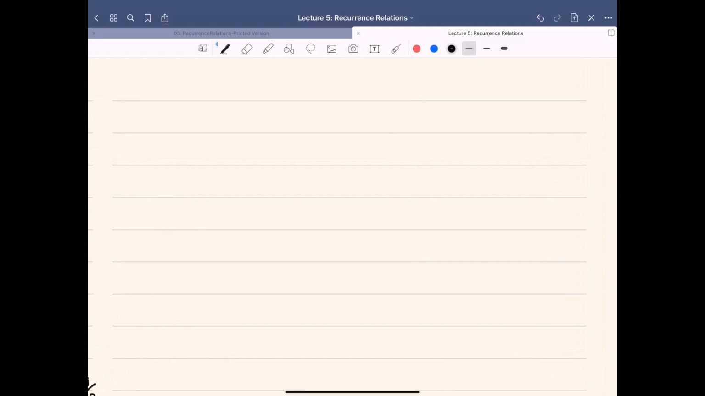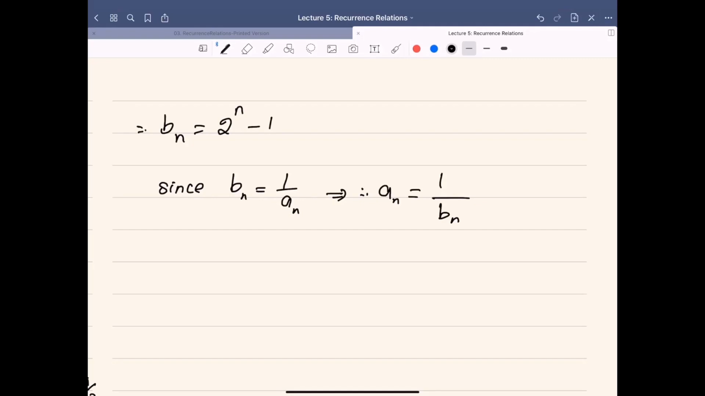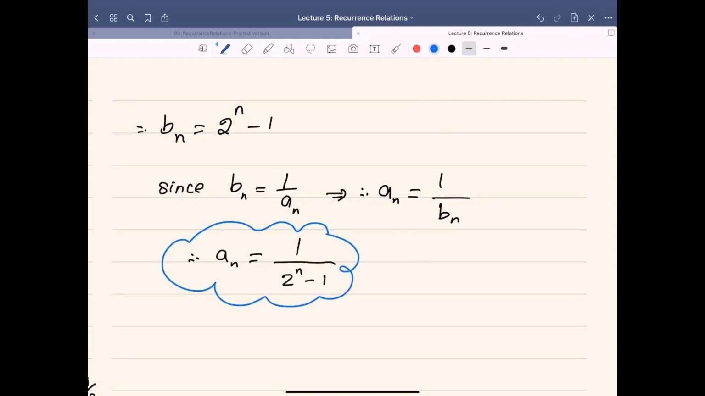So we will have Bn is equal to 2 to the power n minus 1. But in the beginning, we did the transformation since Bn is equal to 1 over An. So what will be the value of An from this equation? The value of An will be 1 over Bn. And the solution for Bn is already found. So we will say that An is equal to 1 over 2 raised to power n minus 1. And this is the final solution.